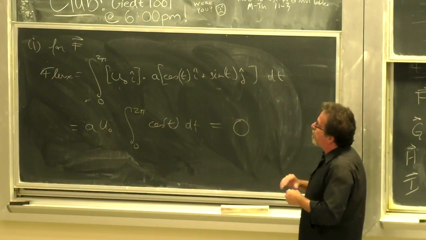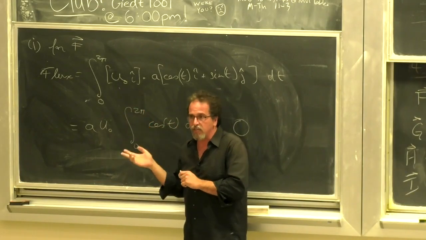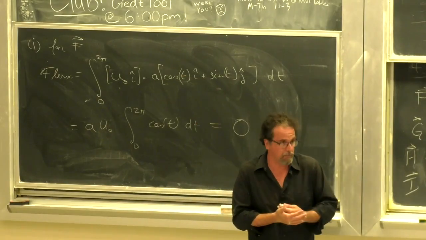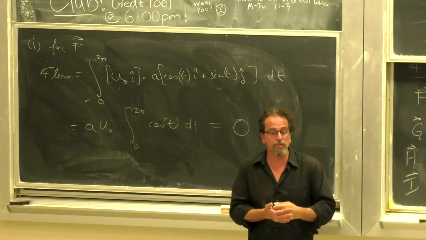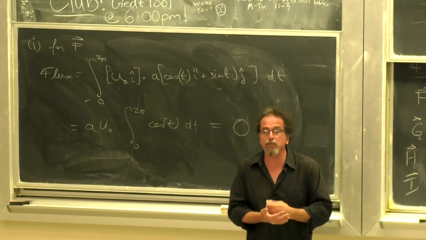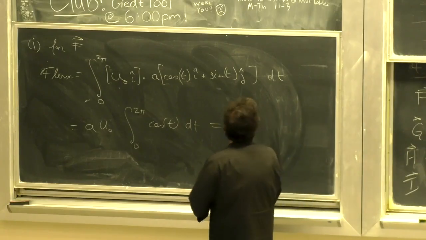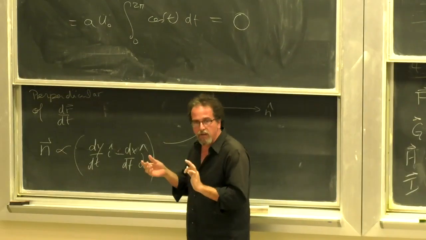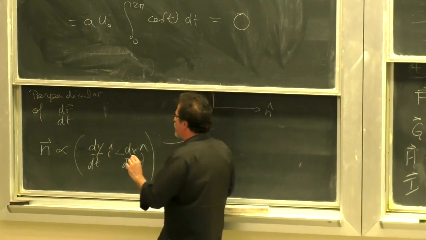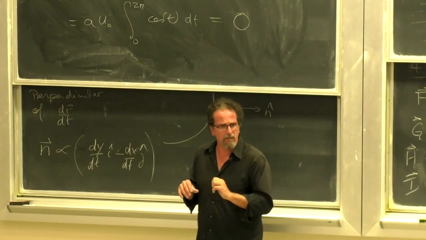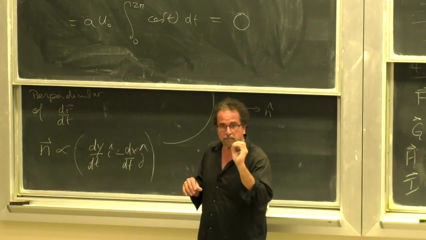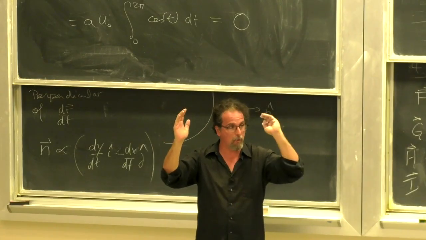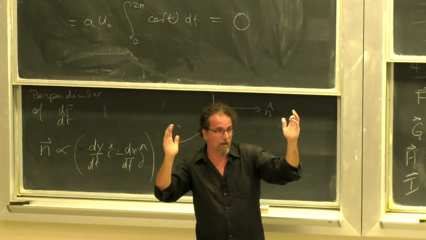Okay? I'm using u naught as having units of a velocity, but really u naught has units of momentum density, which is velocity times mass per unit area. Okay? I did this last time, didn't I? I did the unit check. If the vector field has velocity multiplied by mass per unit area, that's momentum per unit area.